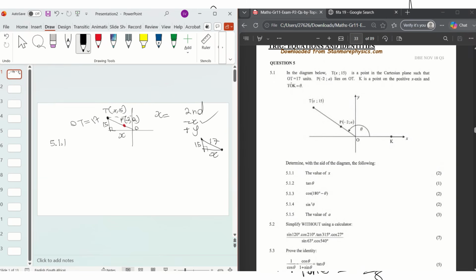So for the third side, we can use the Pythagoras theorem. We know that 17 squared is equal to 15 squared plus x squared. Then you collect the like terms, so we have 17 squared minus 15 squared is equal to x squared. Then we put the square root there, and x is equal to the square root of 17 squared minus 15 squared. That will give us plus or minus 8 units. Therefore, we're going to take the 8 that is negative. Therefore, x is equal to negative 8.